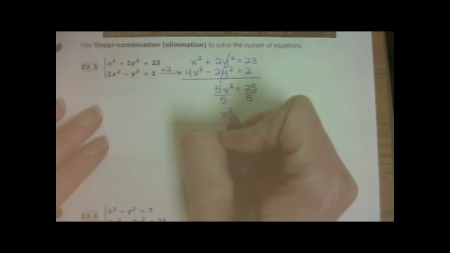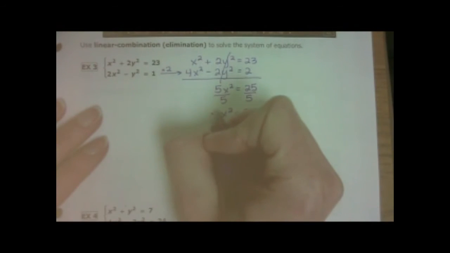Let's go ahead and divide both sides by 5. And we have x squared equals 5. Let's take the square root of both sides. And this would give us x equals plus or minus the square root of 5.